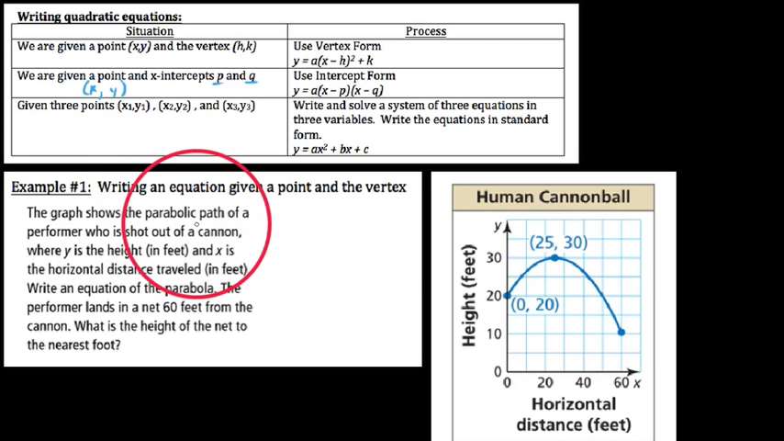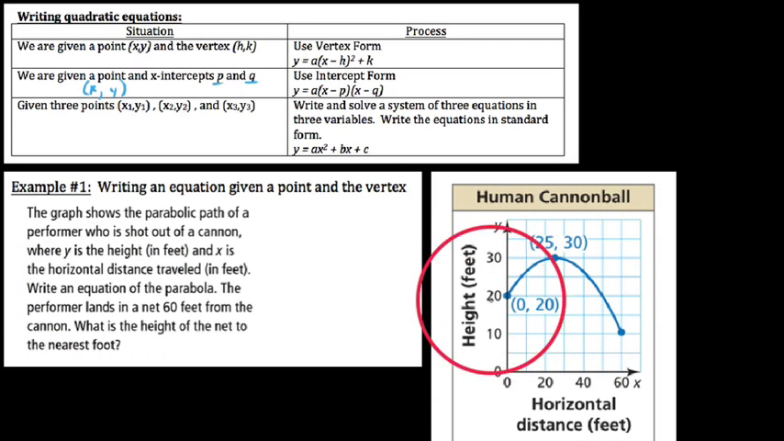It says the graph shows the parabolic path of a performer who is shot out of a cannon, where y is the height in feet and x is the horizontal distance traveled, also in feet. So what we are interested in doing here is writing the equation of this parabola. And then we say that the performer lands in a net 60 feet from the cannon. What is the height of the net to the nearest foot? So let's start with this equation part.